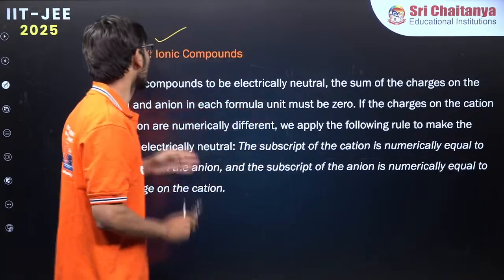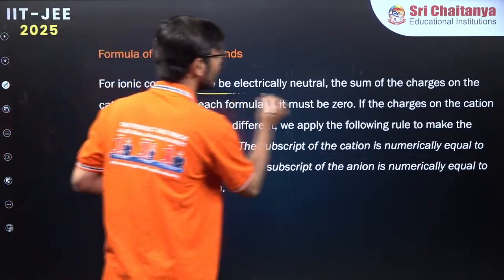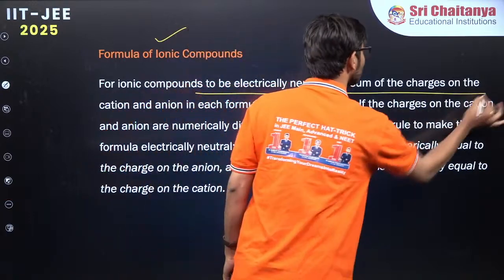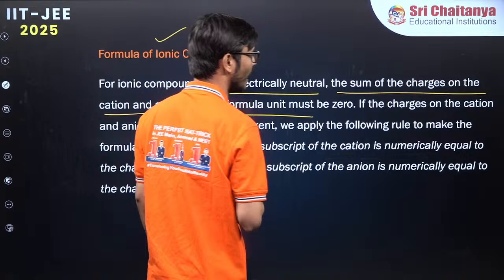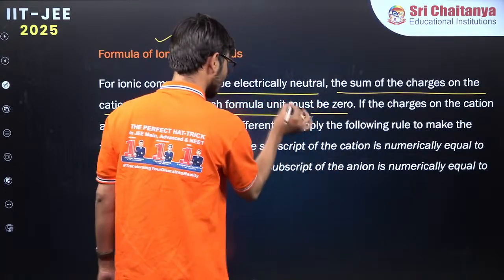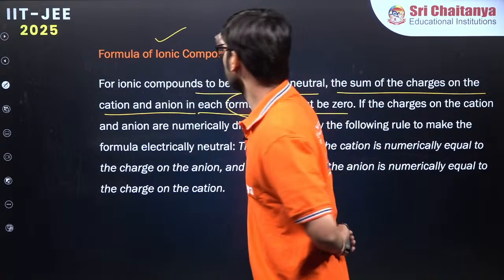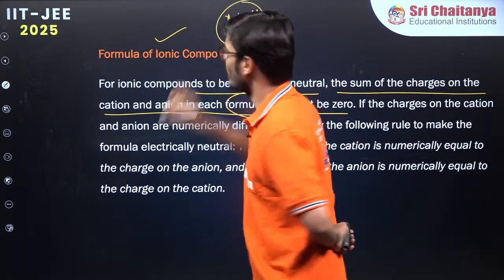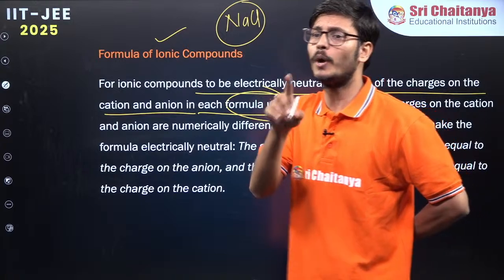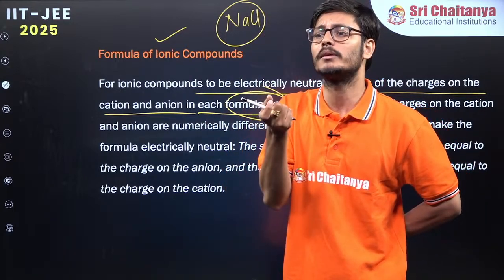Now, what is the formula of ionic compounds? For ionic compounds to be electrically neutral, the sum of the charges on the cation and anion in each formula unit must be 0. Now what is a formula unit? This is very, very important. When we are forming ionic compounds, generally ionic compounds like NaCl are not one atom or one ion. Therefore we say it is a formula unit.